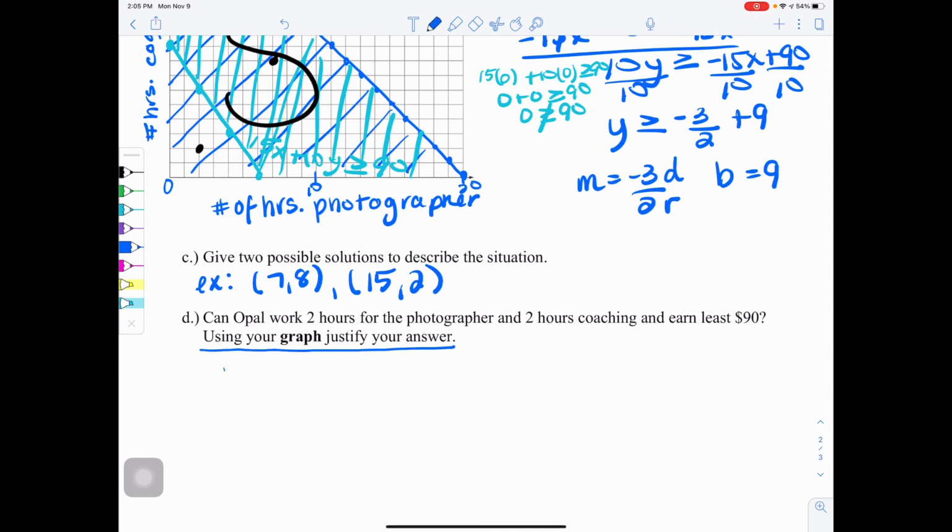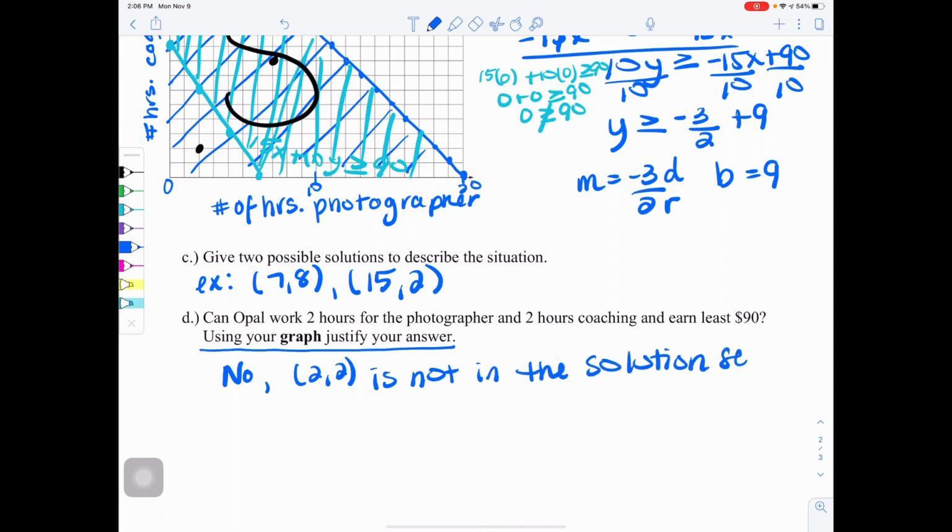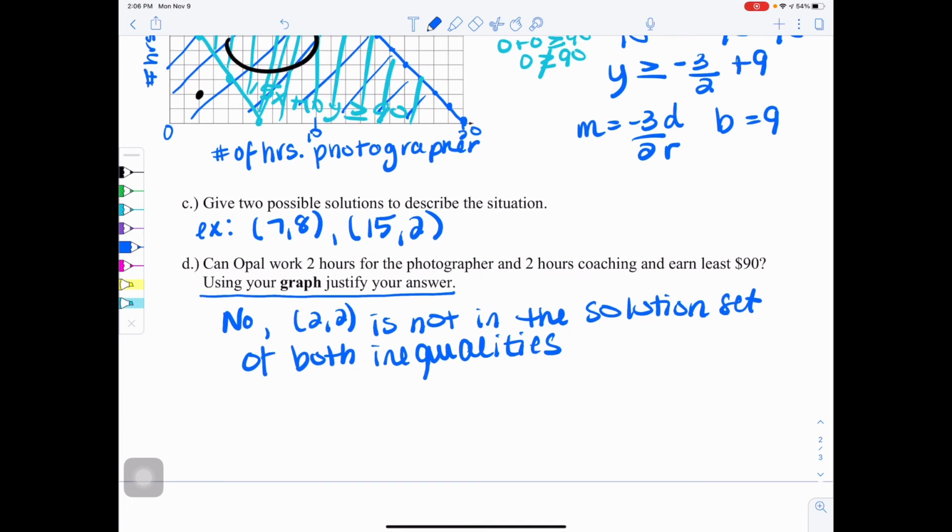So down here I will say no. (2, 2) is not in the solution set of both inequalities. And that concludes your lesson on applications of systems of inequalities.